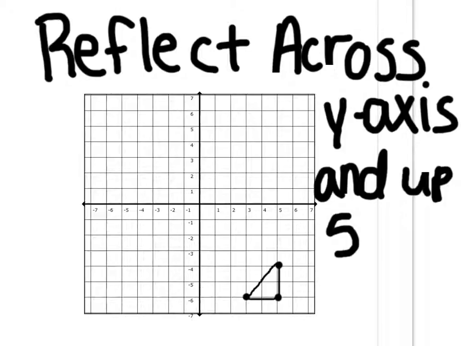Alright, so we start here by going across the y-axis. This is going to have to be 3 away, and then 2, then up 2. There's the reflection. Then you have to go up 5, so we'll go 1, 2, 3, 4, 5. And the triangle should be there. And that's going to be a -5, 1, -5, -1, and -3, -1.